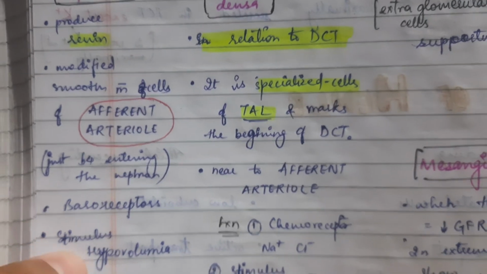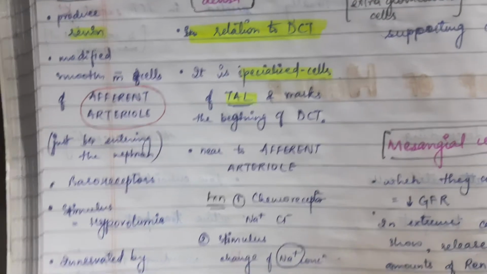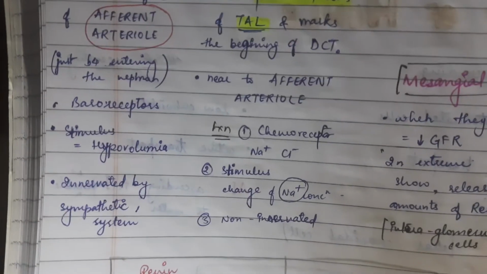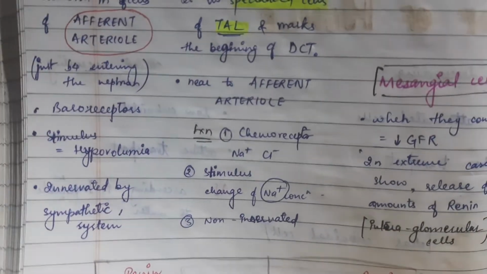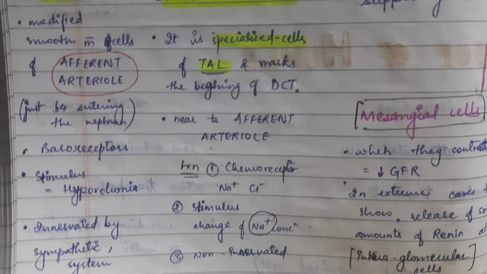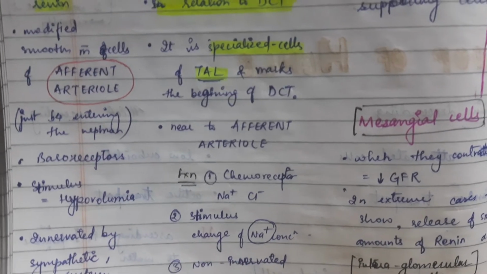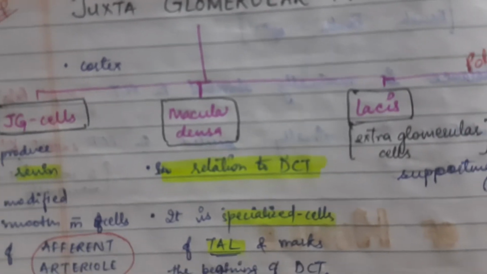Baroreceptors are present here, and the stimulus is hypovolemia. If the volume decreases, then these become active and produce renin. They are innervated by the sympathetic system.